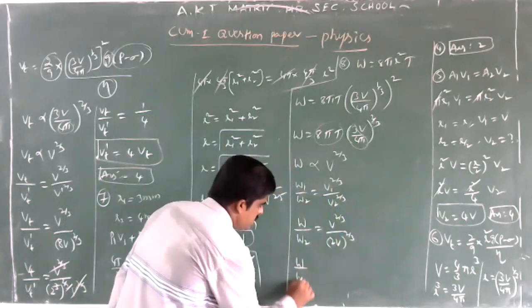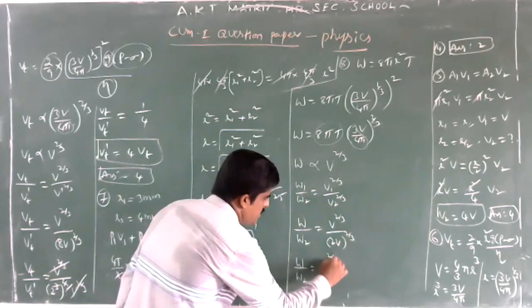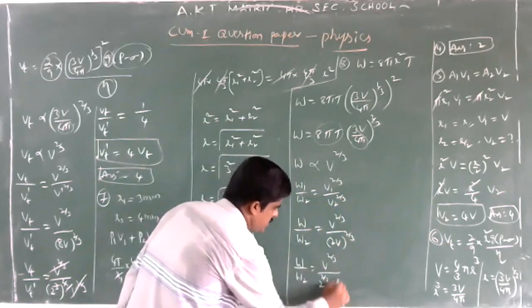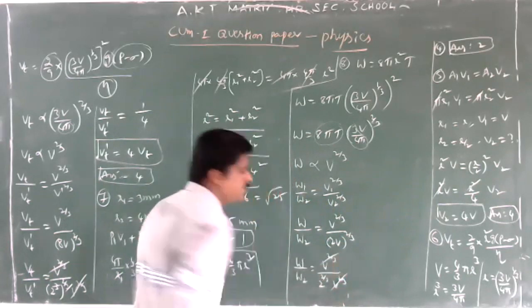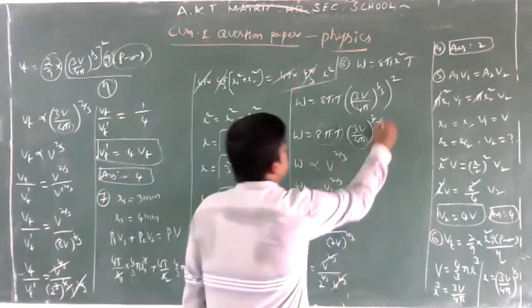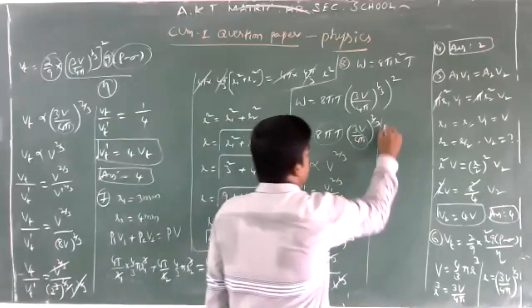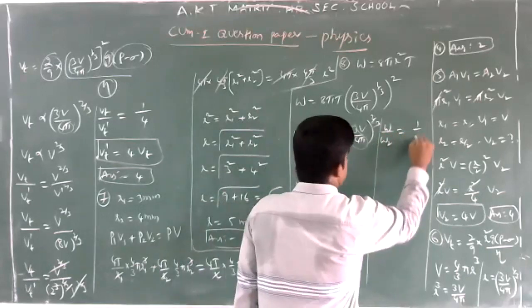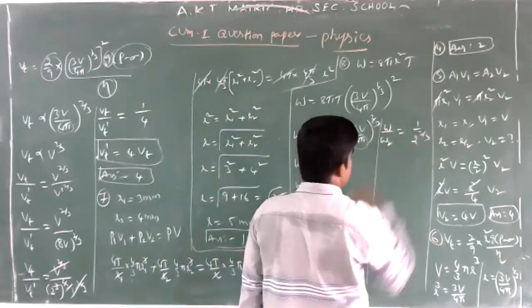W by W2 is equal to 3 power of 2 by 3 divided by 102 power of 2 by 3 into 3 power of 2 by 3. The 3 power of 2 by 3 gets cancelled. Next, remaining W by W2 is equal to 1 by 2 power of 2 by 3.